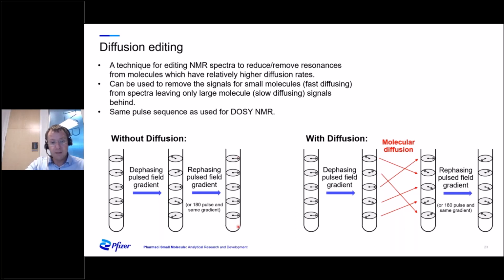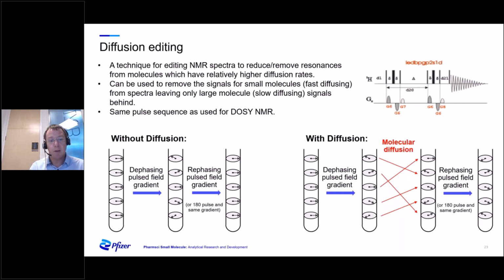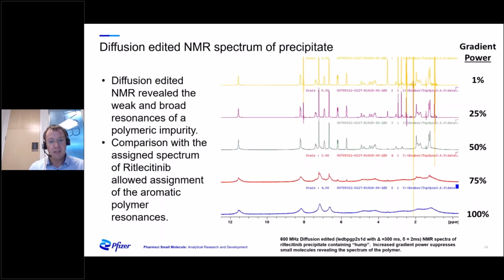a signal back. However, if you try to do this with a species that's diffusing, the spins will move along the tube, and when you apply the rephasing pulse field gradient, you will no longer get all of your spins lining up, and you will get no signal. Practically, as I say, this is the same pulse sequence as you use for DOSY NMR. And in practice, what it looks like is this.